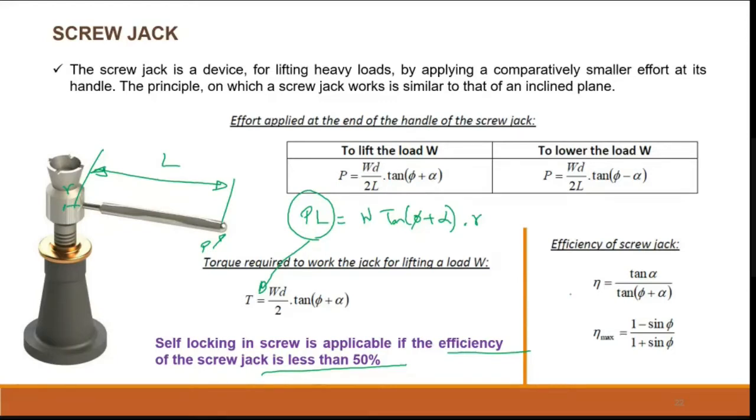To identify the efficiency, you have a formula: efficiency is tan alpha by tan (phi plus alpha). This is one thing. And this is a very rare case: sometimes they will ask what is the maximum efficiency of the screw jack. In that case, you can use (1 minus sin phi) by (1 plus sin phi). Note here, there is no relation to the dimensions of any screw jack. It purely depends on the friction.